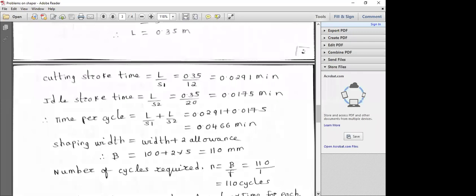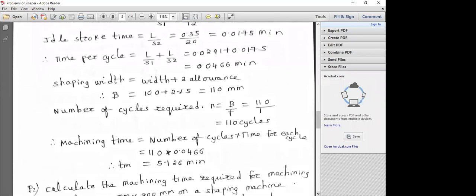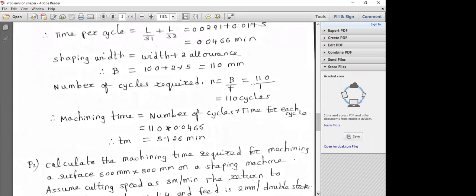So n is equal to number of cycles. It is capital B by F. What is capital B? Shaping width. What is F? Feed per cycle. Feed per cycle is given as a single cycle, 110 by 1. So 110 cycles we have. So what is the machining time? What is the formula for machining time? It is the number of cycles into time for each cycle. What is the number of cycles? We have calculated 110. So what is the time calculated for each cycle? For the forward stroke and the return stroke, we have considered.